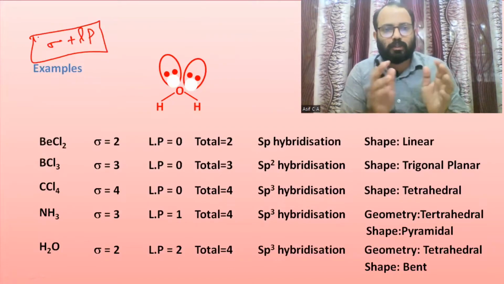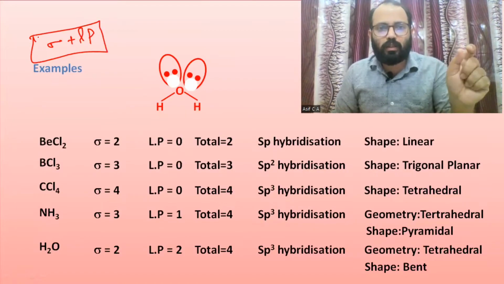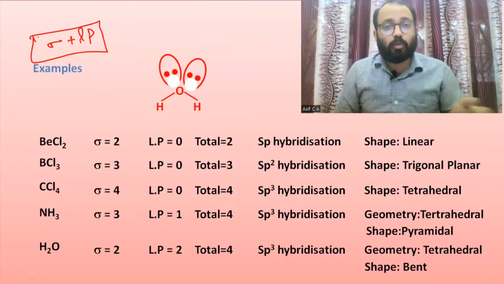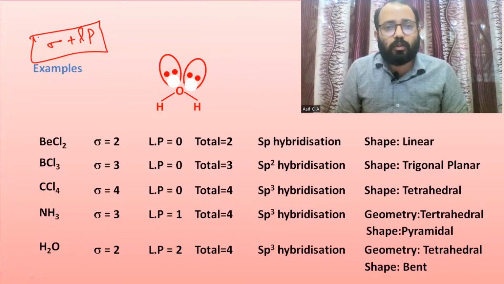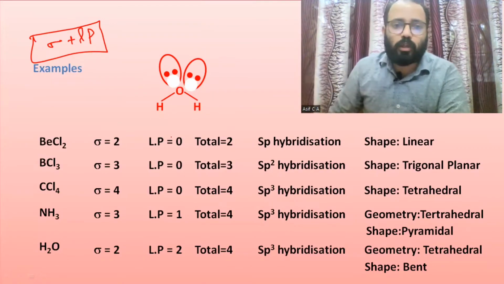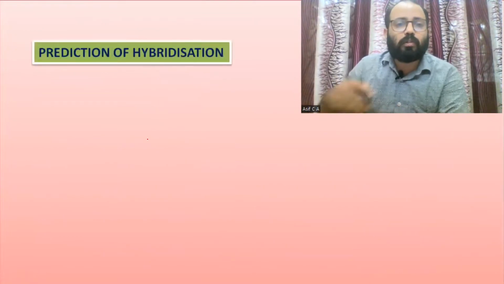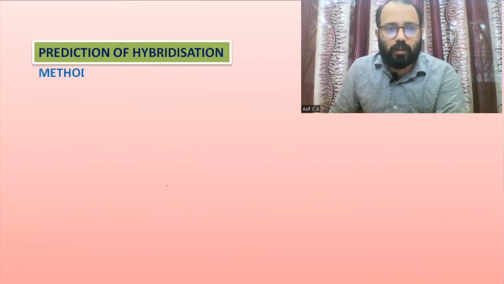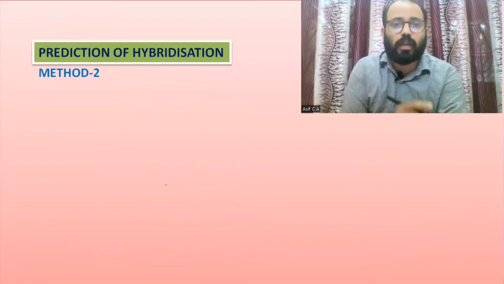பட் இது உனக்கு structure கரெக்டா தெரிஞ்சாதான் இந்த first method use பண்ண முடியும். பட் உனக்கு structureும் தெரியல அப்படி இருந்துச்சுன்னா whether you are able to solve the question? Of course you can solve the questions. How you can solve the questions? We'll be going with the second method for the prediction of hybridization. Method 2, this is very important.